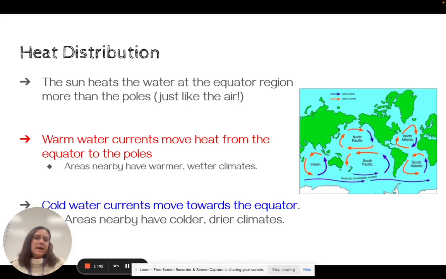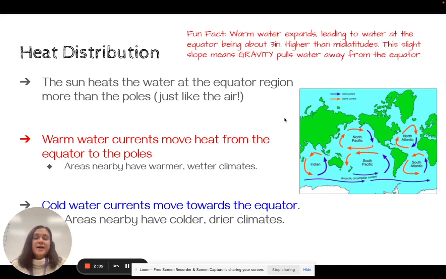When these pass by land, those areas typically have warmer, wetter climates. Look at the entire east coast of the United States. We have that really warm ocean current that moves by us that helps regulate our temperatures. Now, cold water currents usually come from the polar regions up towards the equator. And as those go by land, colder, drier climates are going to be present there.